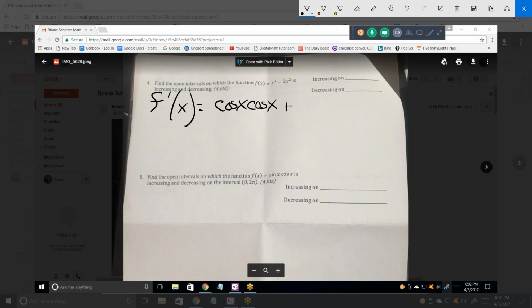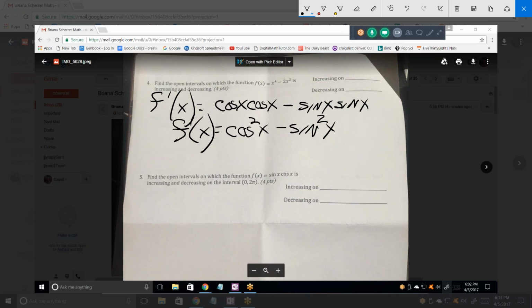Now, what's the rest of it? Plus sine x times negative sine x, which is minus instead of plus. In other words, it changes that to a minus sign. And notice that that is cosine squared x minus sine squared x, which actually is the identity for cosine of 2x, although I don't know that that's what we want to do here. So far, that's f prime of x.